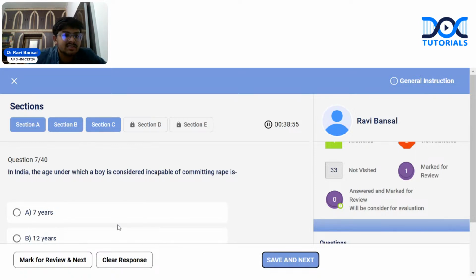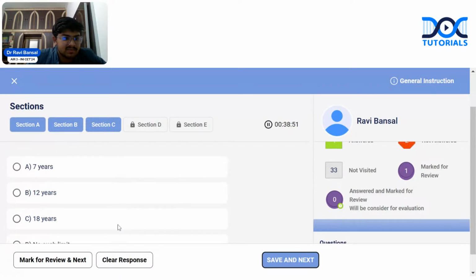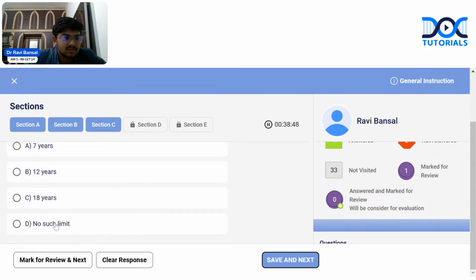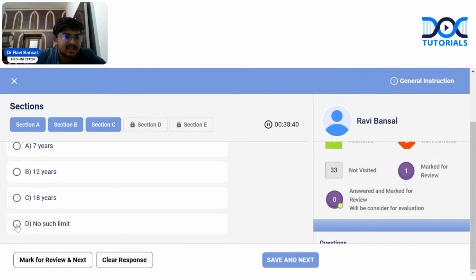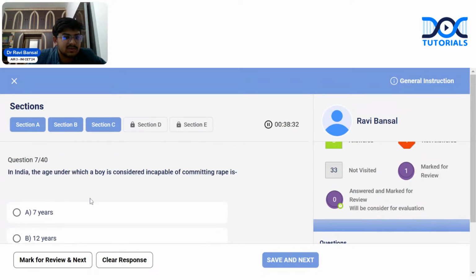In India, the age under which a boy is considered incapable of committing rape, is it 18 years or no such limit? No, for a boy, which age is he considered incapable of committing rape? So I don't think there is any such limit. We all know about the Delhi case. So 18 years is for the girl, for the consent. So I don't think there is any limit for the boy.